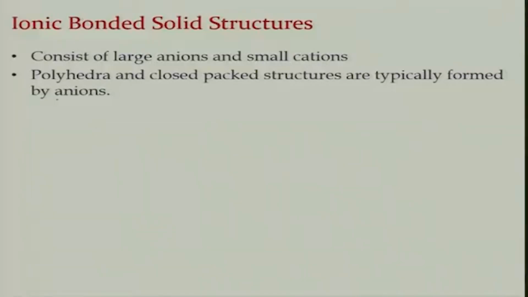So, in general the structures which are formed are formed by anions. Anions generally form the close packed structures. In between close packed structures you will always have polyhedra depending upon the type of voids. So, the polyhedra and the close packed structures are typically formed by anions, and they follow what we call Pauling rules. So, let us see what these Pauling rules are. These are sort of guidelines to form these structures.